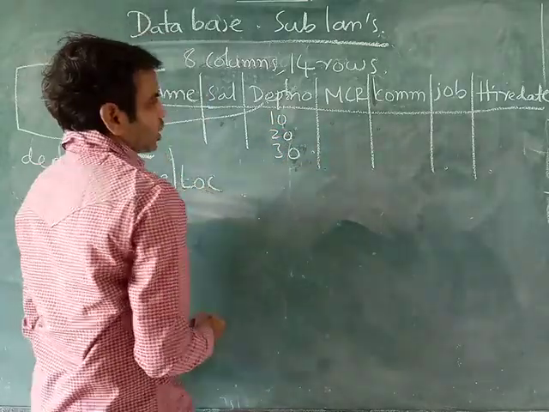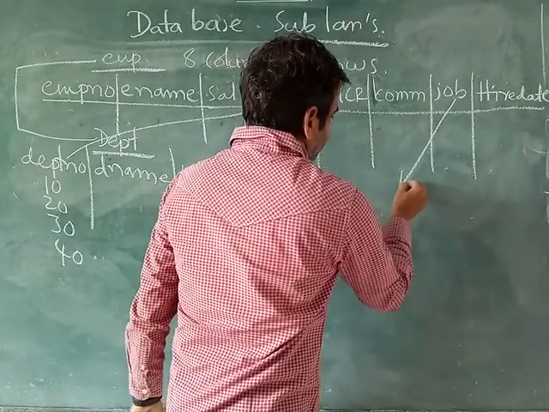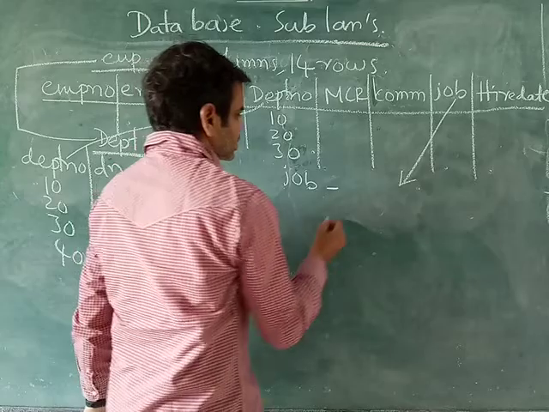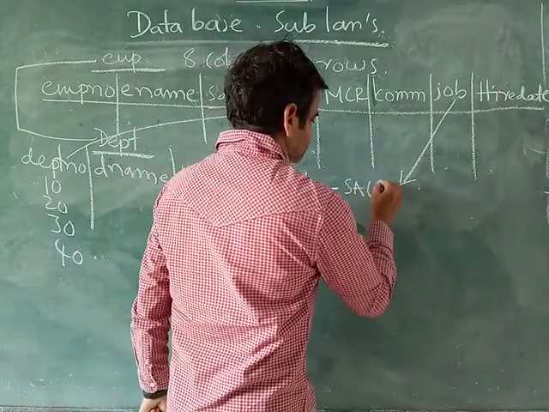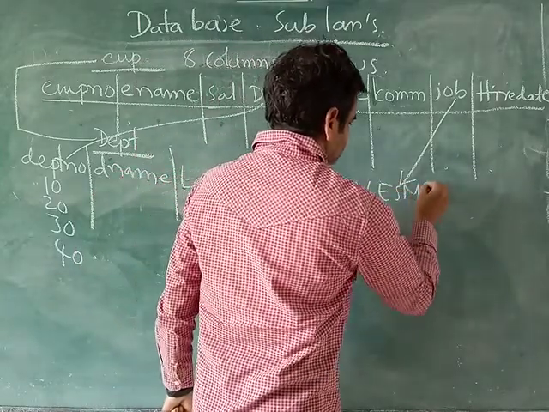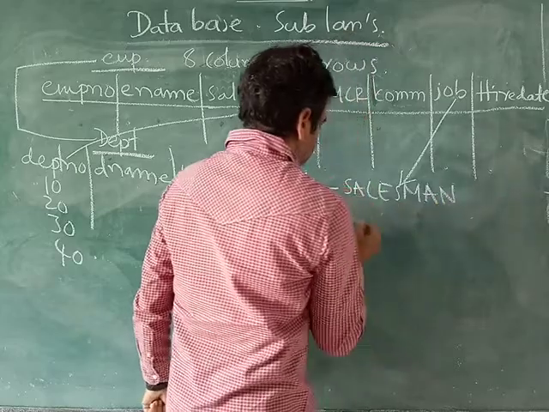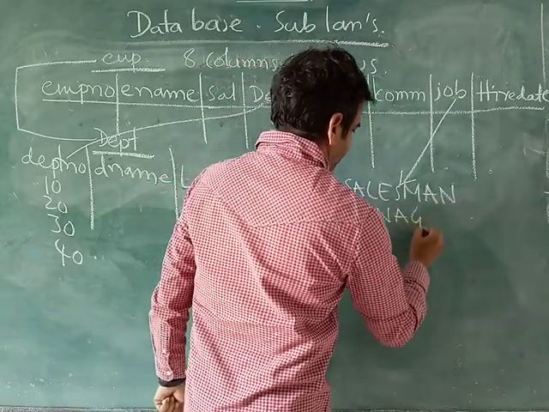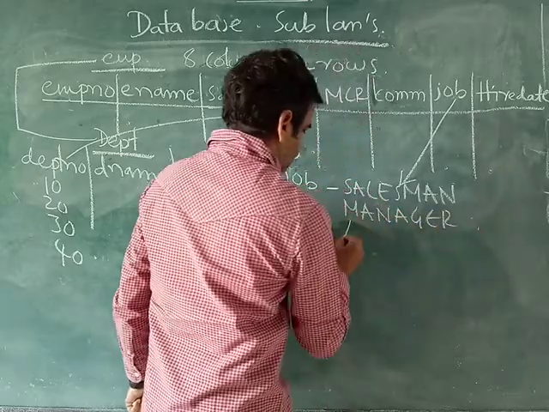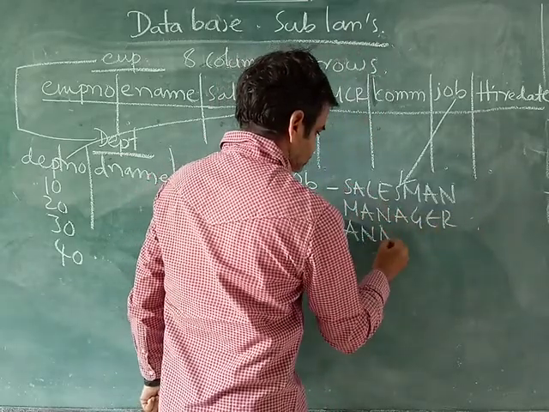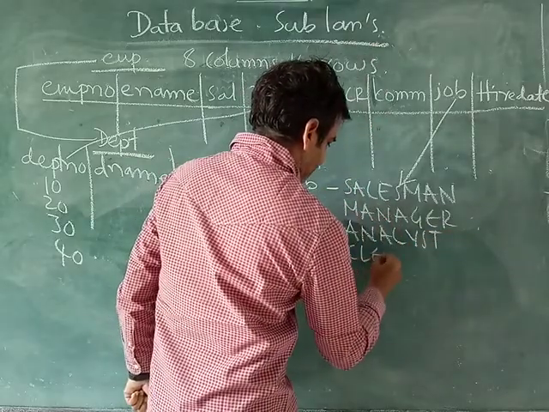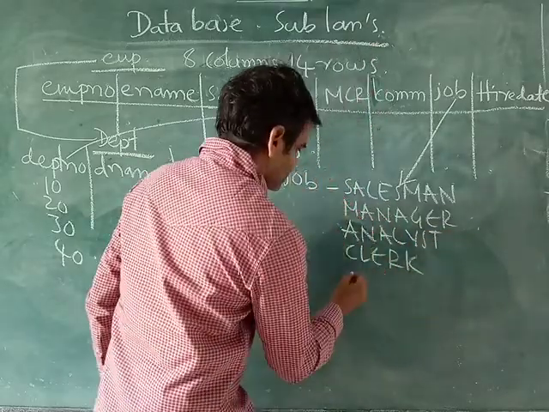And if you come to jobs, there are 5 unique jobs in the employee table. The jobs are salesman, manager, analyst, clerk, president.